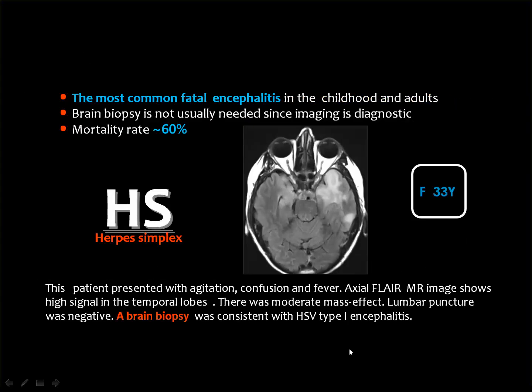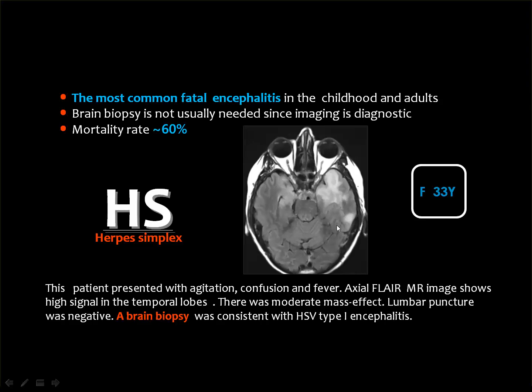Then, one of the common encephalitis in the brain is the herpes. Herpes encephalitis is one of the fatal types of encephalitis, and the mortality rate may reach 60%. And the location of the lesions is very characteristic, so that you do not need brain biopsy to reach the diagnosis. Many times, because the appearance of the lesion may be similar to other pathologies, you may need to have a biopsy.